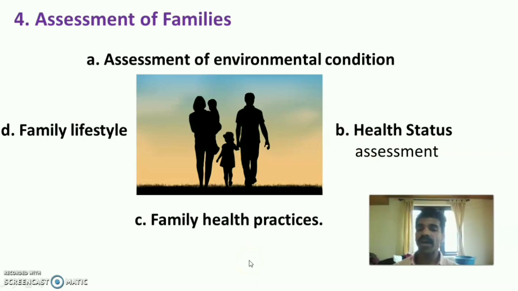The fourth element of the family assessment is assessment of families. Assessment of families includes assessment of environmental condition of the family, health status of all the family members, that is health status assessment, family health practices, various healthy practices of family members, and assessment of the family lifestyle. So assessment of family includes assessment of environmental condition, assessment of health status of the family members, family health practices, that is health practices of the different family members in the family, and the last one is family lifestyle. Let us discuss in short about the assessment of families.